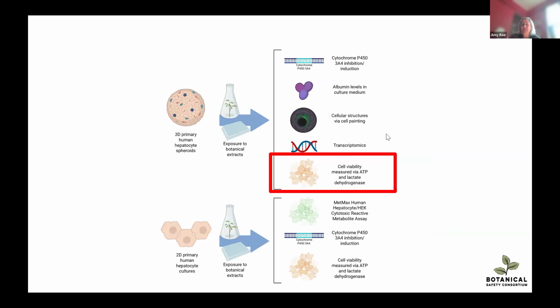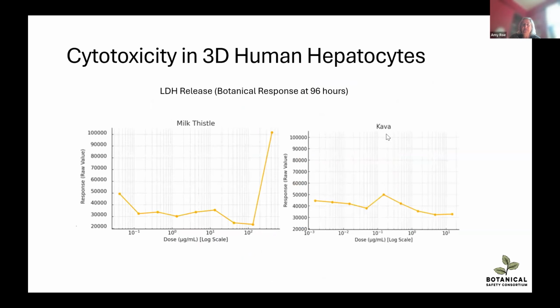So next, we'll look at cell viability in 3D hepatocytes, and we see a very similar profile. It's not really until you get to that higher dose level that you see the LDH release, and a similar profile. Milk thistle seems to be more sensitive at that. We're testing a much higher dose range than what we could test in kava. Oftentimes, we were just limited by solubility in terms of how high we tested. We tried to test to the limit of solubility.